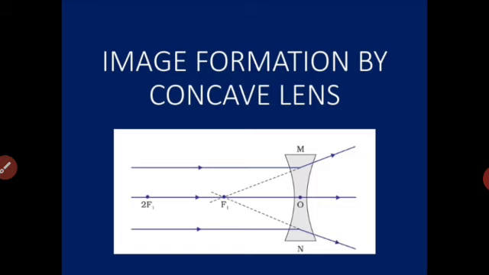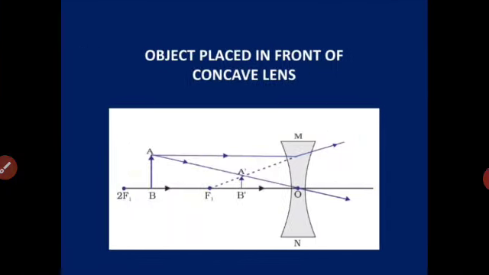But what happens when we place the object just in front of the lens? Let us see how to draw the diagram for that. The object placed in front of concave lens. Here we have placed AB, the object, on the principal axis. Now to draw the ray diagram we need to draw two rays. So the first ray we draw from A, moving parallel to the principal axis and falling on the lens.